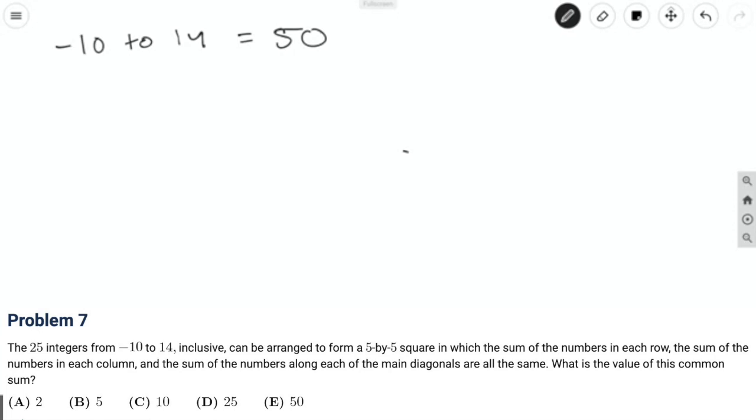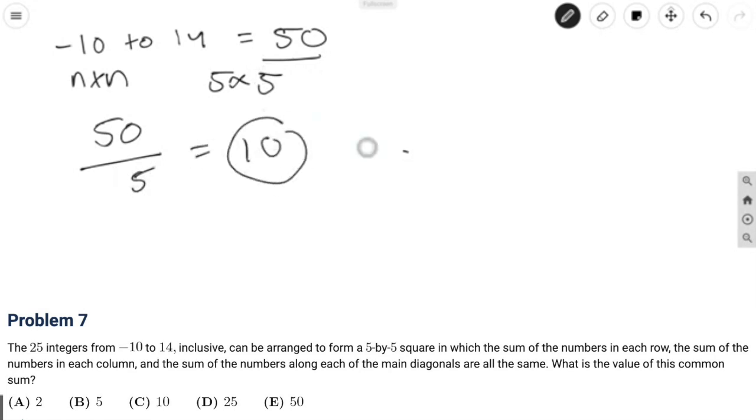Now, in the n by n square, what you want to do is to take the number which you have up here and divide it by n. In this case, we have a 5 by 5 square, so you would divide this by 5 and get our answer of 10, which is answer choice C.